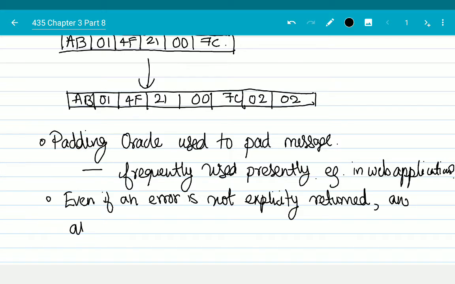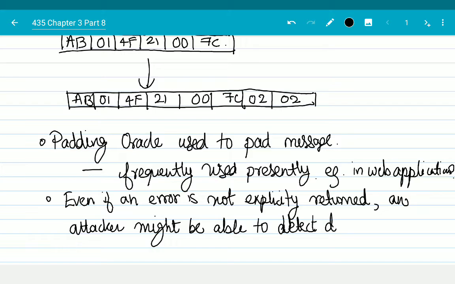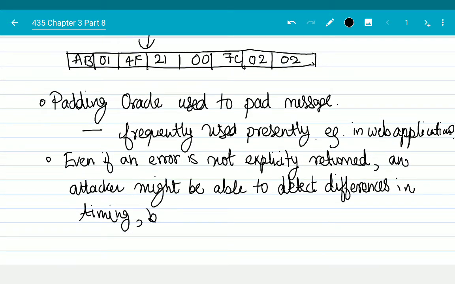An attacker might be able to detect differences in timing behavior, etc. So for all practical purposes, it's the same as saying, "Oh, you're getting an error."